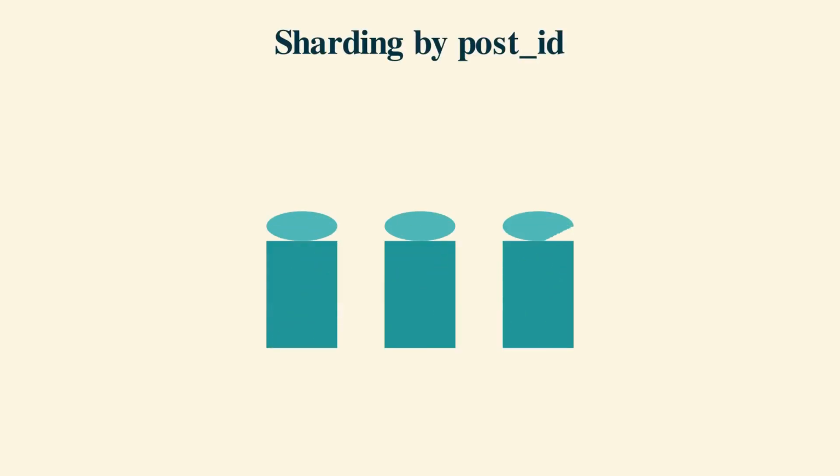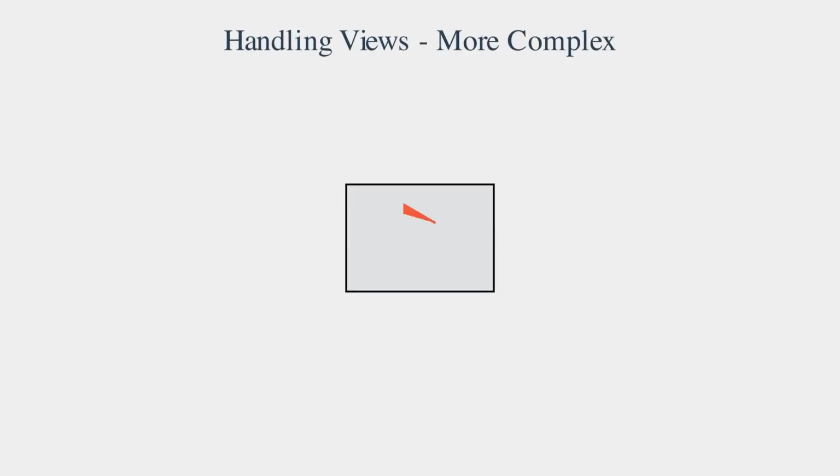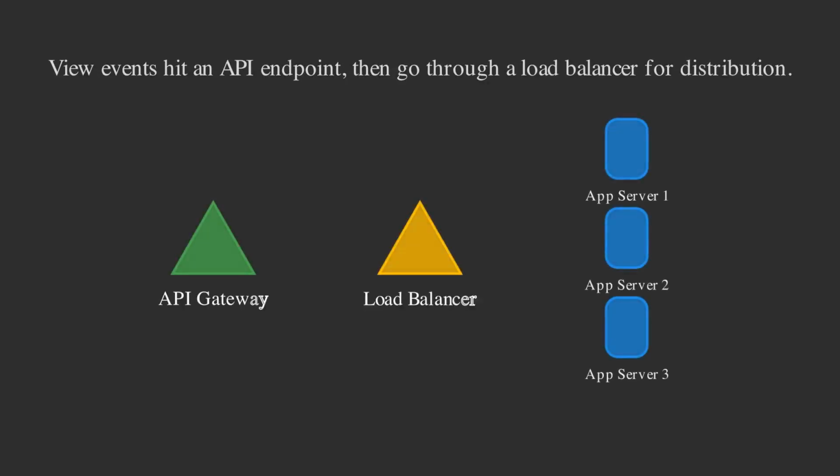Data is likely sharded or partitioned by post ID so that writes for different posts are distributed across many database instances. Views are a bit trickier than likes. For instance, what actually counts as a view, perhaps 3 seconds of watch time or 30 seconds? Similar to likes, these view events typically hit an API endpoint and then go through a load balancer for distribution.